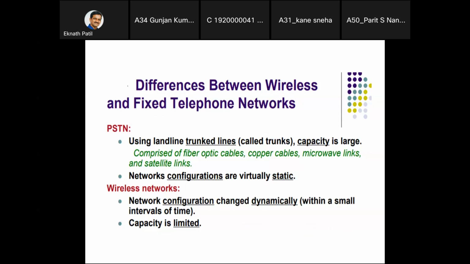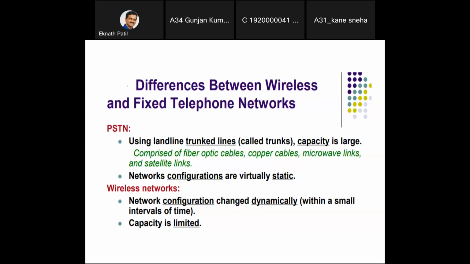That may be optical fiber communication, that may be copper wire if they are in the vicinity. Microwave links, if required, for a dedicated channel for a particular purpose, and satellite links, as we know that from the satellite we are going to connect many more. Network configurations are virtually static. It is virtually static, but internally many dynamic things are happening, because as we know there are switching operations happening, and all the things internally they manage dynamically.